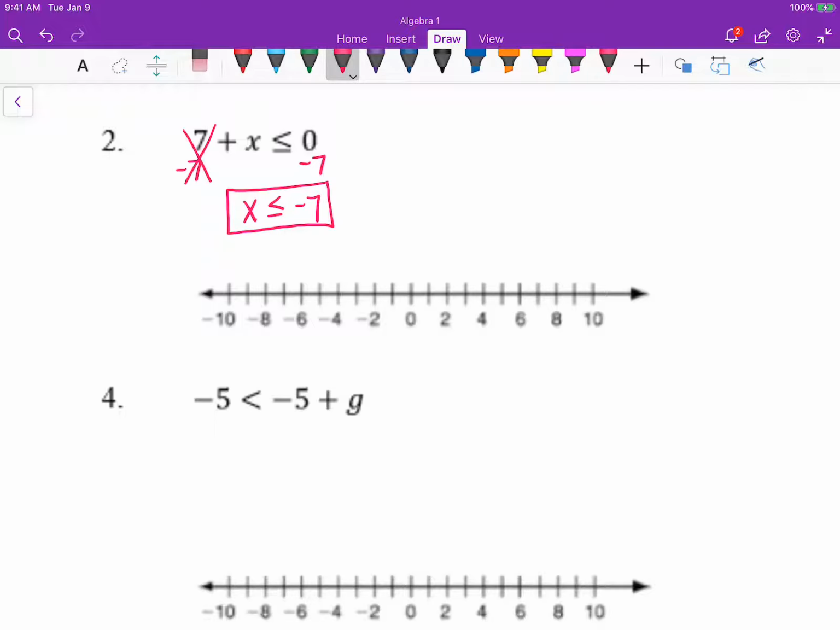And again, x is on the left-hand side. That's what we want. That way, when we go to do our circle, negative 7 would be right here between negative 6 and negative 8. My symbol right here, because it's an equal to, we would fill our circle in as well. And then it will literally point you where you need to shade. So it's pointing to the left. So I shade my graph to the left.